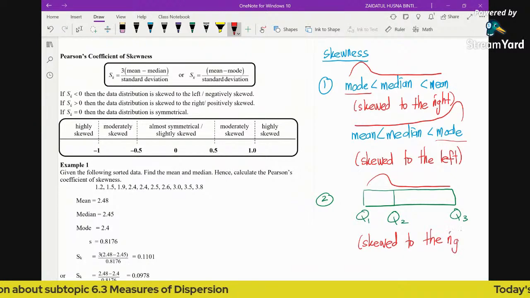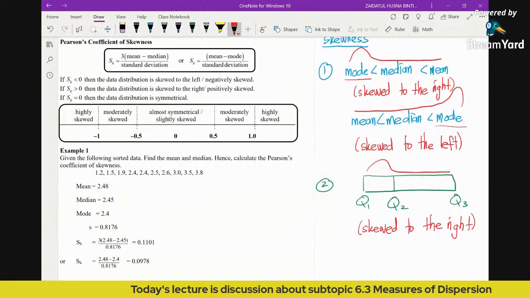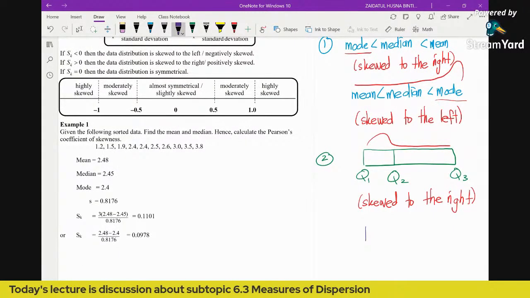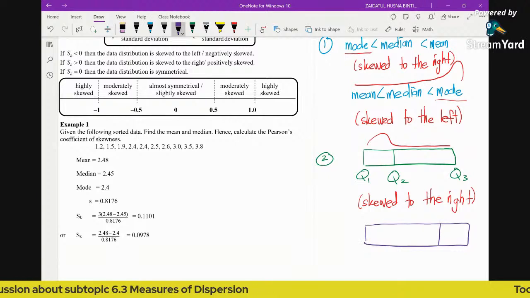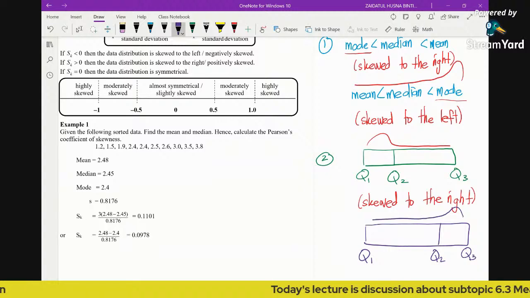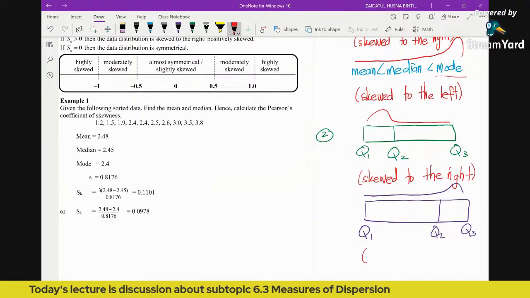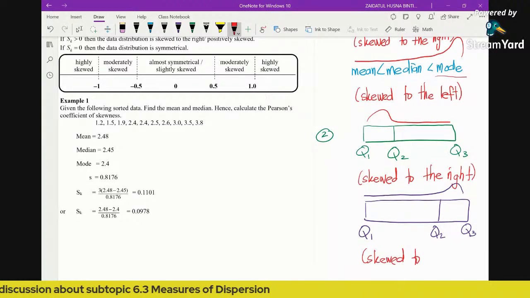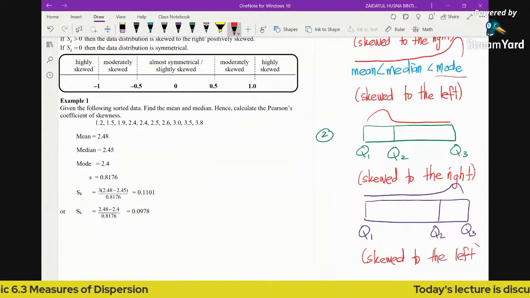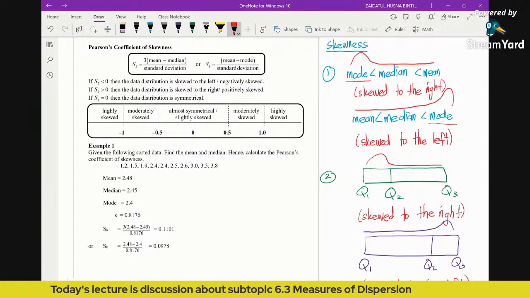We also know that all three quartiles, Q1, Q2, Q3, also represent the measures of location. Next, if we have the box here with Q1, Q2, and Q3 the other way around, we know that the data is going to be skewed to the left. So we can only compare based on the values.